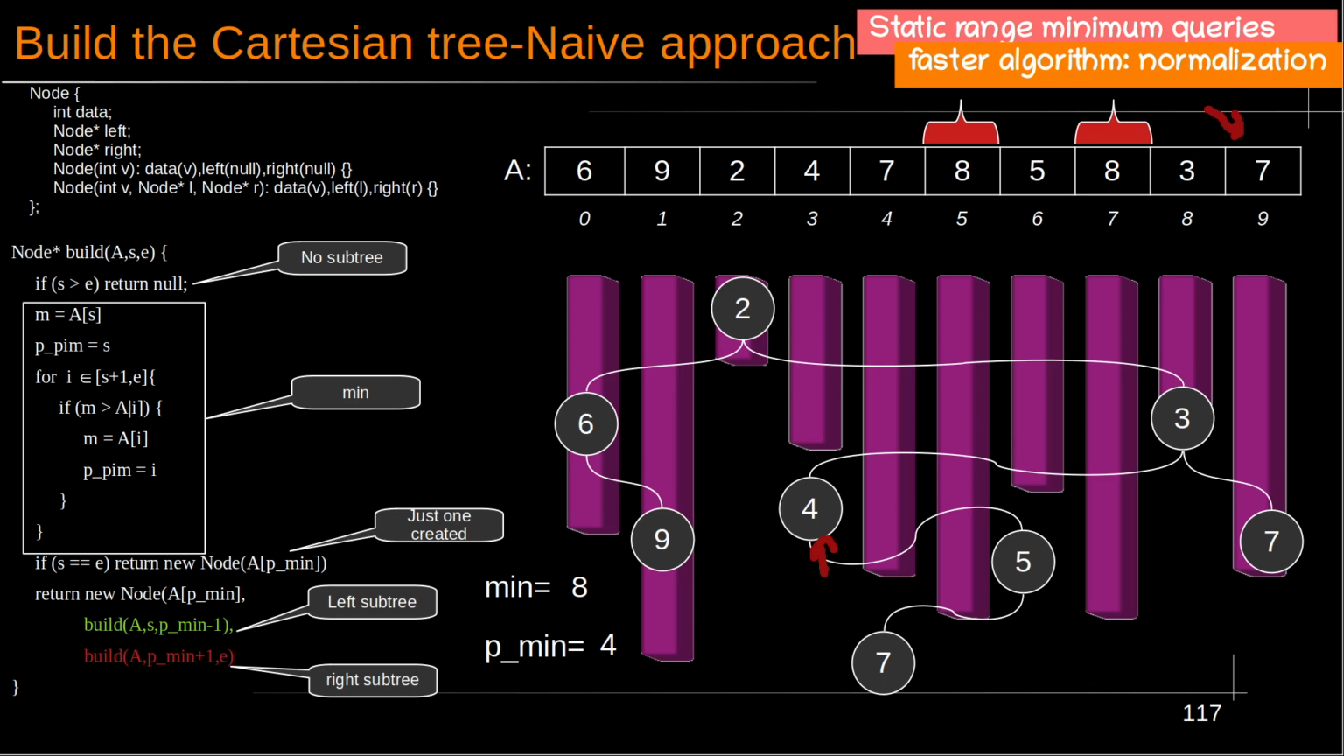We assume that the minimum is at position 8, at position 7. We have just one element here, so it's created, and that's the right subtree of 5. We come back to the right subtree of 7, which is 8 here, just one element, just created.